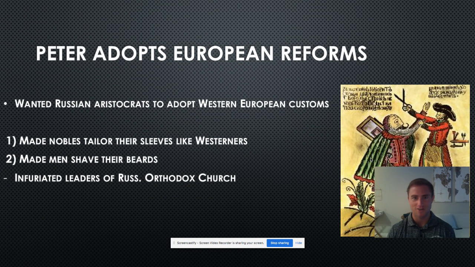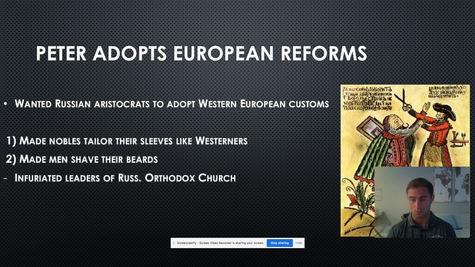Peter is also going to go as far as to try and adopt the actual clothing styles of Western Europe. He's going to make the nobles tailor their sleeves. He's also going to make the men shave their beards. Very devout Russian men would grow their beards really long, and they had religious significance. He's actually going to have a beard tax. If you would like a beard, you must pay a special tax. And so this is how far Peter is going to go to emulate Western Europe.